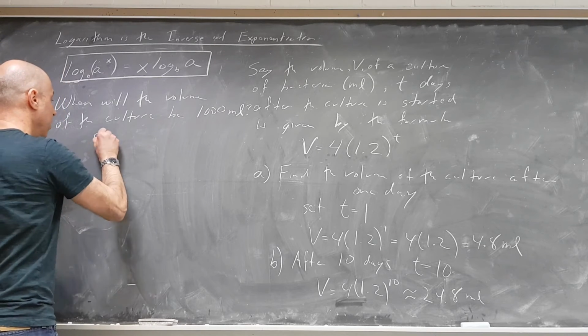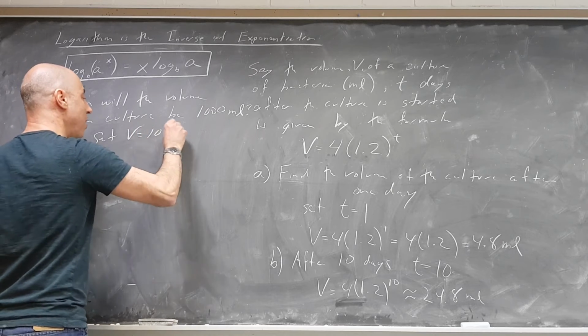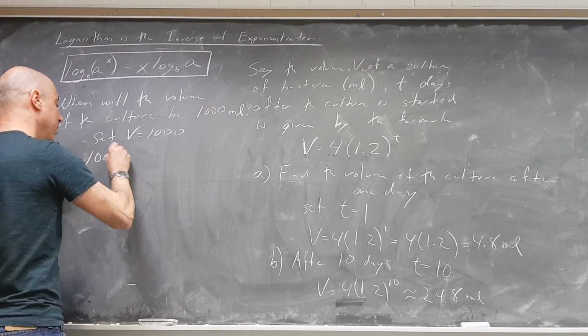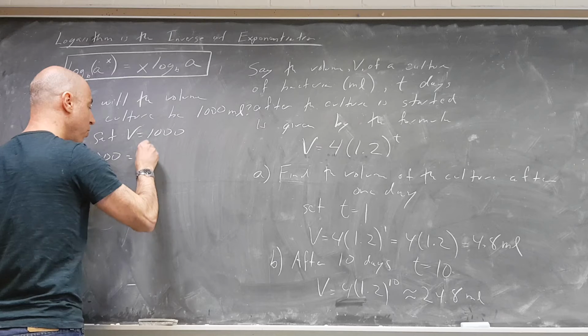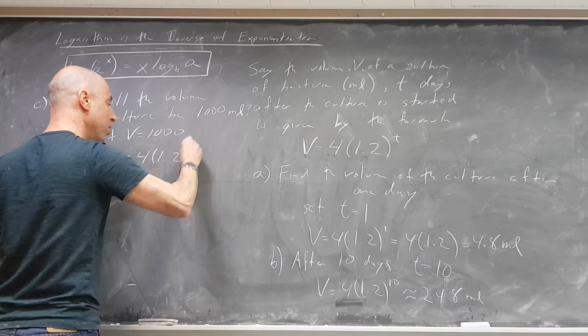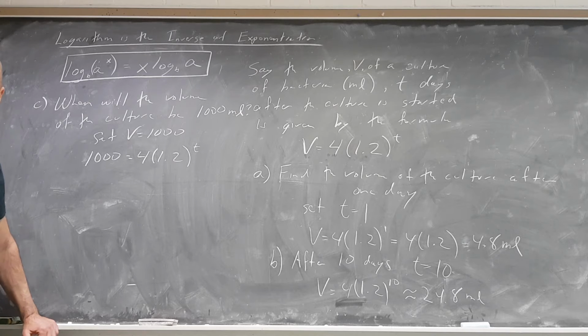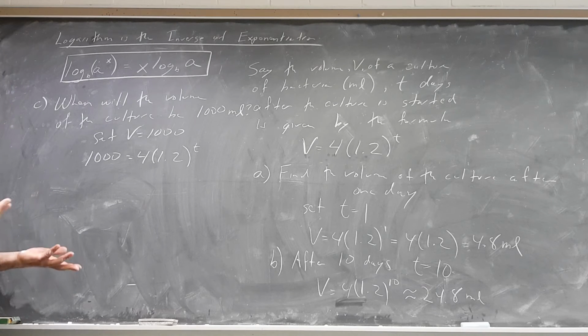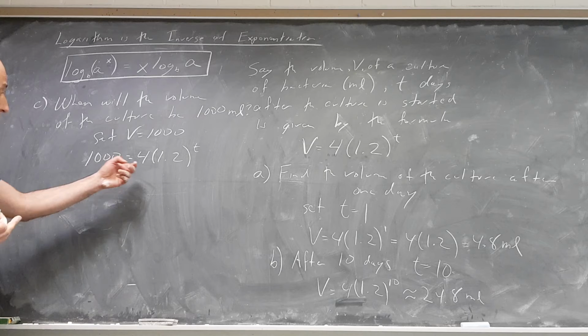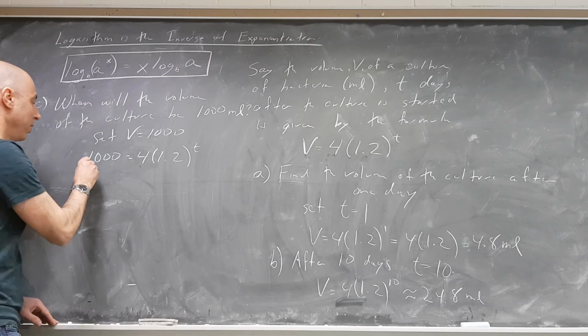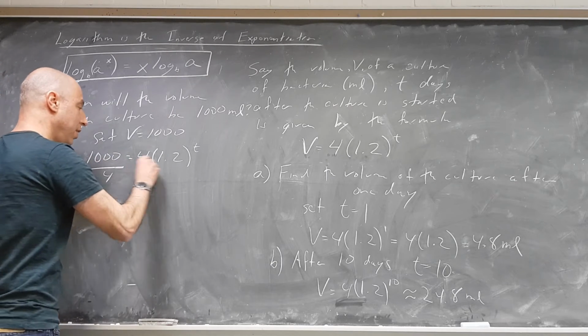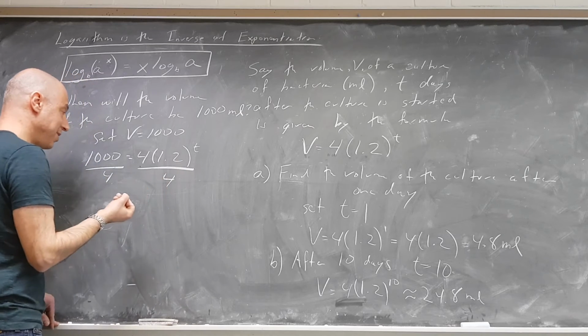We set V equals 1,000. So 1,000 equals 4 times 1.2 to the t. And I think our next step's obvious too. We're trying to get t by itself. We're trying to solve for t. So the first thing we do is divide both sides by 4. I don't know if that's obvious, but it certainly is clear.